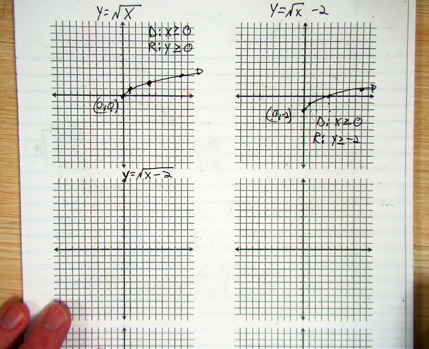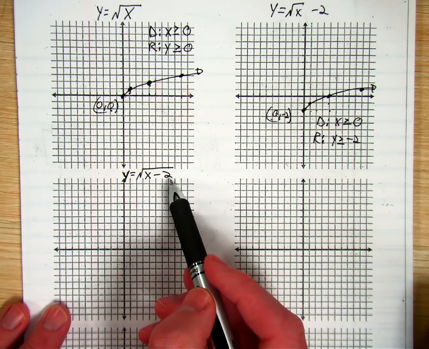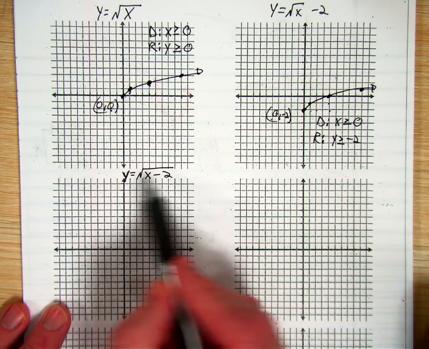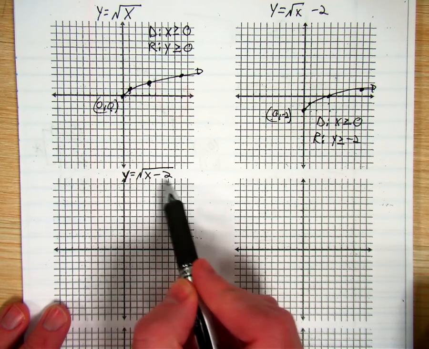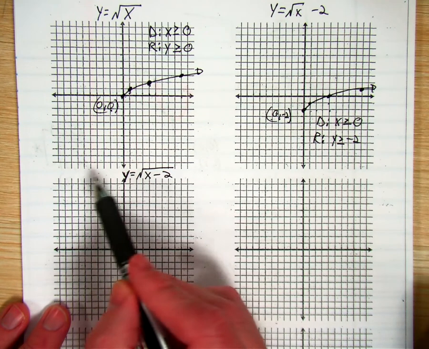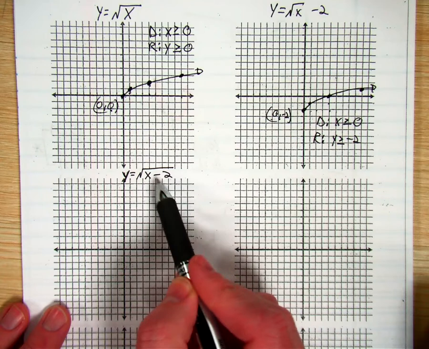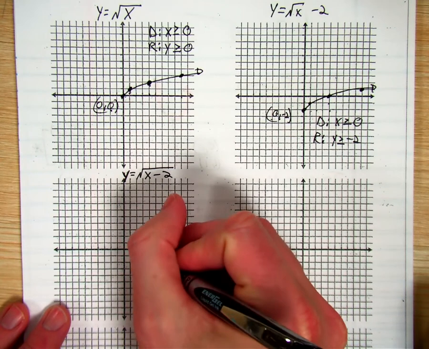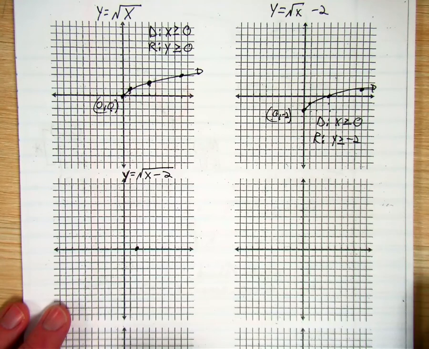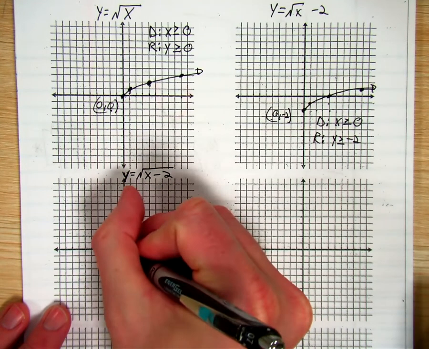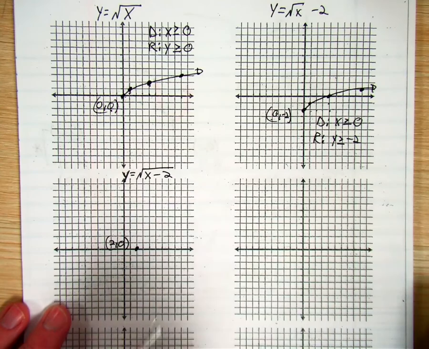Okie dokes, let's see what happens here. Minus 2 on the inside. On the inside, we're going left or right. Okay, it's right next to x. That's our hint that we're sliding left and right. And it's opposite. It's a tricky one. Minus 2 is actually going to go 2 to the right. So our start point is 2, 0.